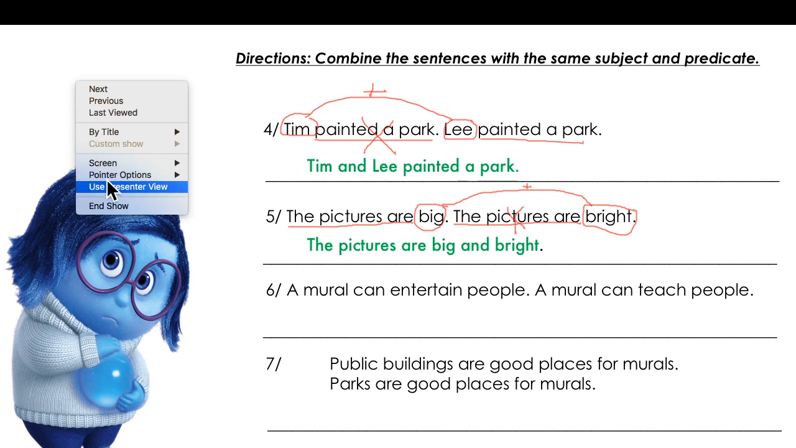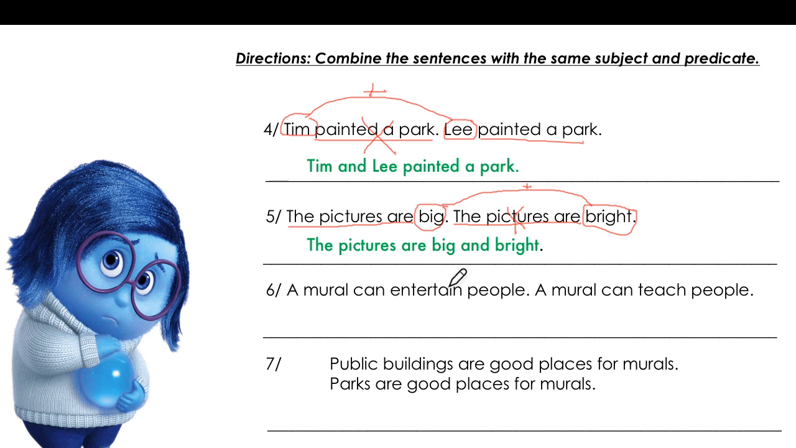Let's go to question number 6. That's a little bit difficult. A mural can entertain people. A mural can teach people. The words that are repeating are these words. A mural can. A mural can. But also people. And people. Right? So, these words are not the same. Put them in the circle. These words that are not the same, we need to join them with the word and. And now let's read the sentence. What happens to these? The words that are under the connective parts will go away. Read the sentence. A mural can entertain and teach people.